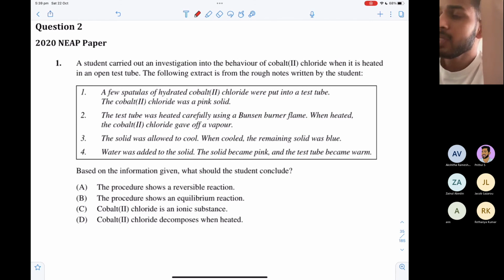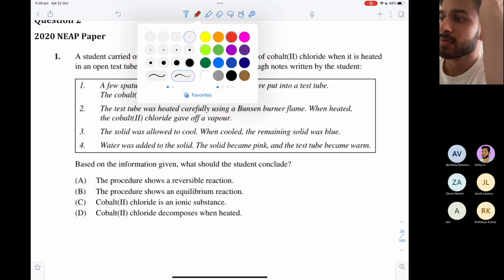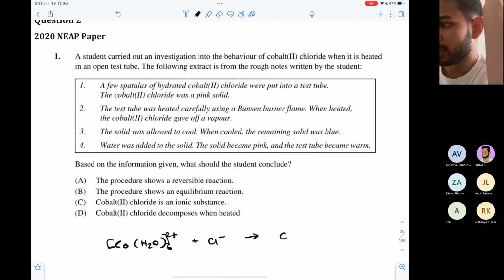So you don't need to know the exact equation above. Does anyone vaguely remember what the equation was above? What happened? I know it was endothermic. Good. Okay. Yep. Anything else?